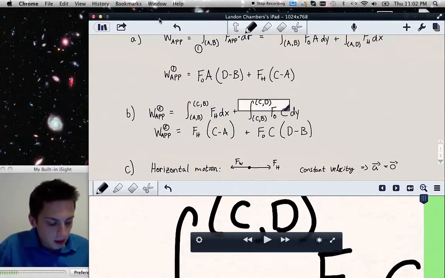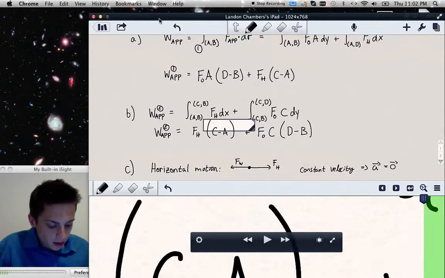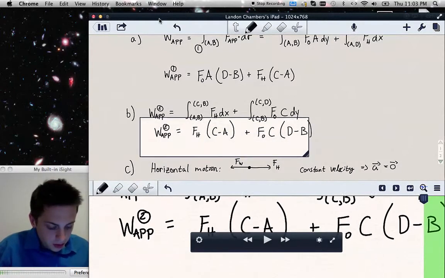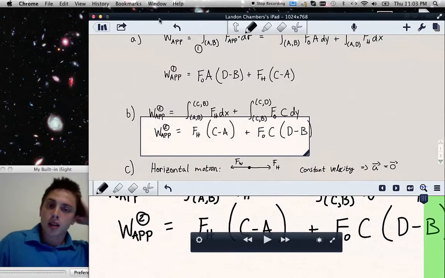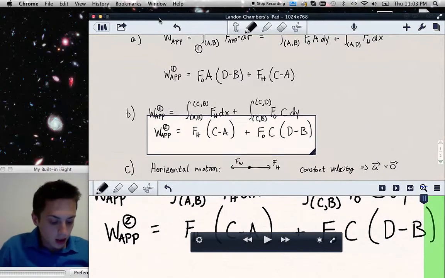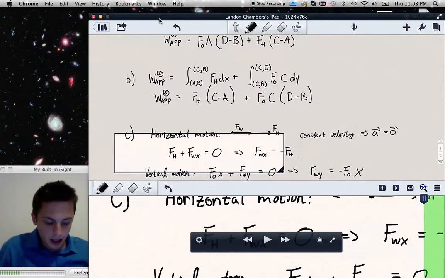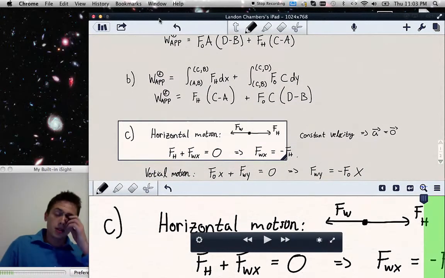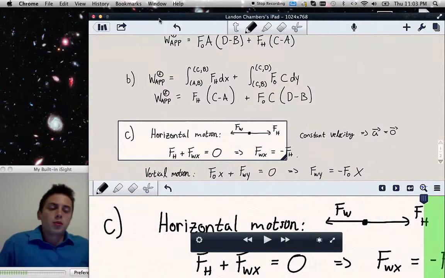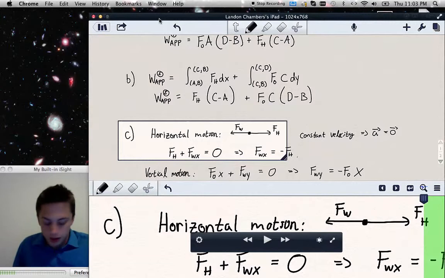So once again, these are both constants, and we are going to get this. So verify that you get this as well for the work done by the applied force along path 2. And part C asks, what are the components of the force of the water on this crate or barge, whatever it is?